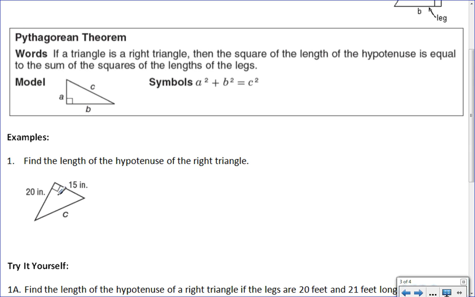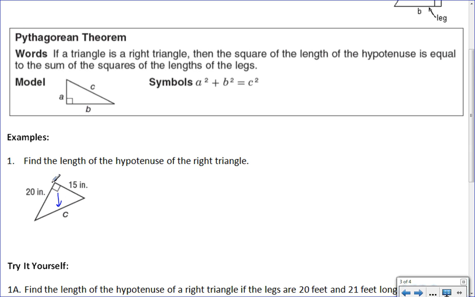The other way is to go straight across the triangle to find where the hypotenuse is. So here's the right angle. Right across from it, this is the hypotenuse. So in Pythagorean theorem, the c is always the hypotenuse, and that's how that's labeled here, which is good.